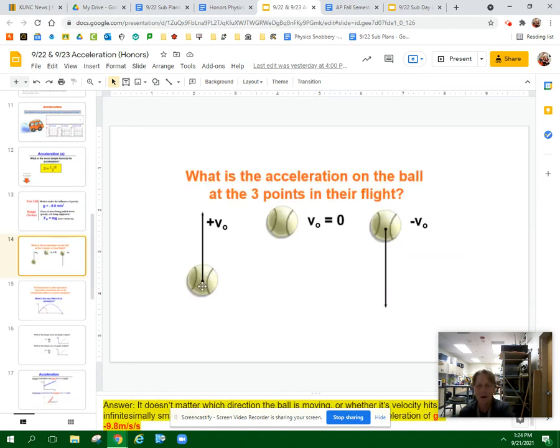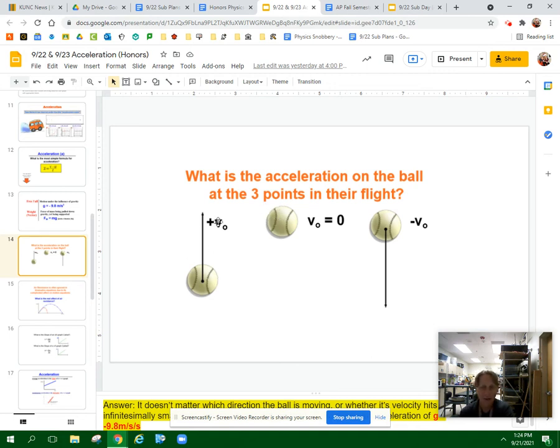If you were to take a ball and throw it up in the air and give it an initial velocity in the positive direction, eventually the ball would reach the top of the flight. It would stop for an instant. By an instant, I mean an infinitely small period of time. And then it would change directions and start falling downwards. Okay. Now, the question says, what would be the acceleration of the ball at all 3 points of the flight?